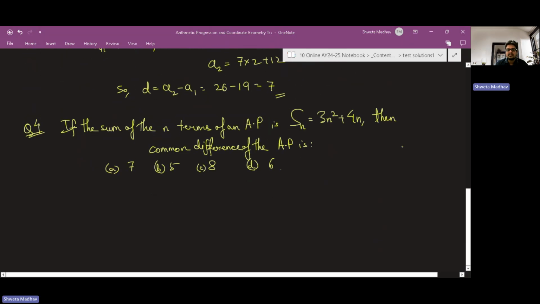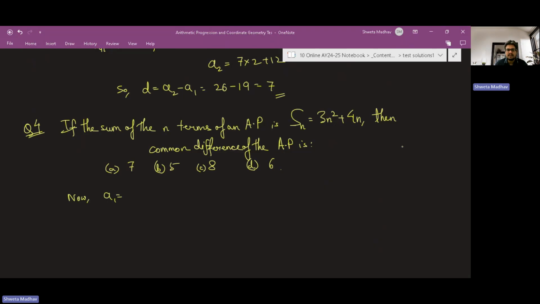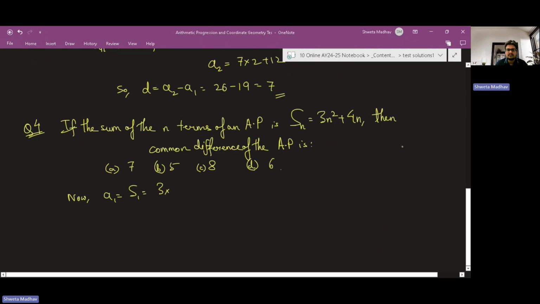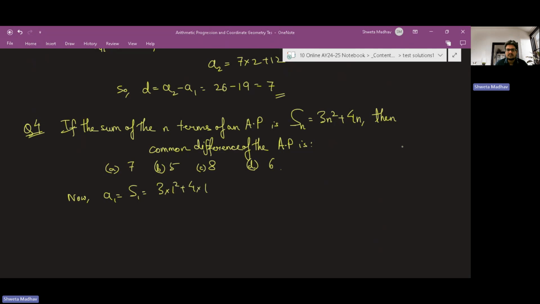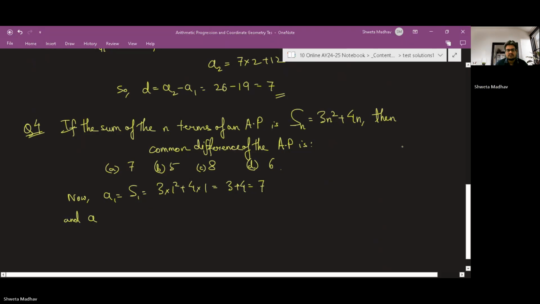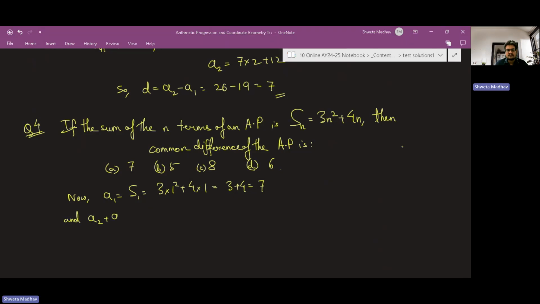Sum of n terms of an AP is given as this one. So now we can say that the first term a1 will be equal to S1, that is 3 into 1 square plus 4 into 1, so that is 3 plus 4, that is 7. And a2 plus a1 is the sum of two terms, so S2 is equal to 3 into 2 square plus 4 into 2, that is 3 4s are 12 plus 2 4s are 8, that is equal to 20.